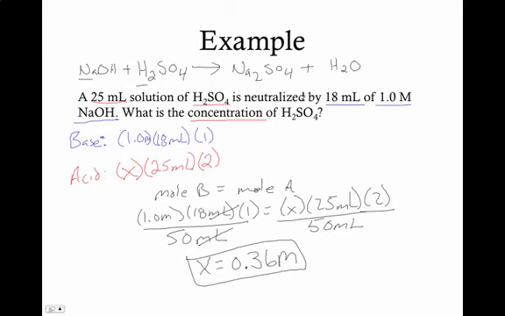So now we need to balance this out, and we're going to need 2 sodium hydroxides to balance out the sodium in the sodium sulfate, and then that will also give us 2 waters. So there's our balanced equation as well.